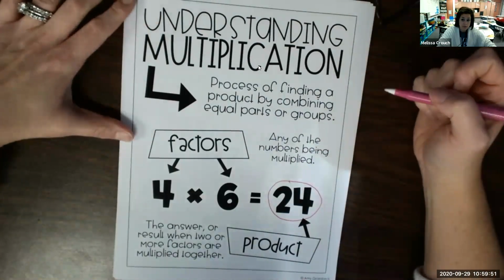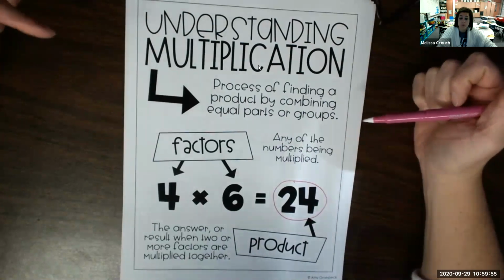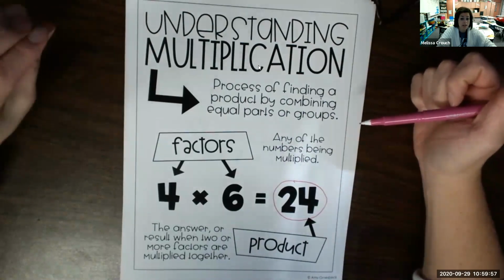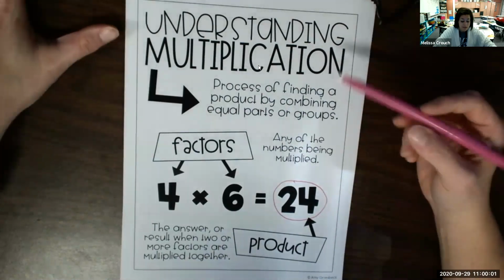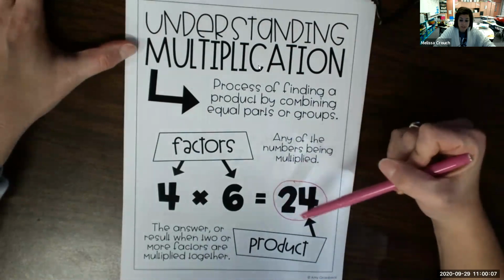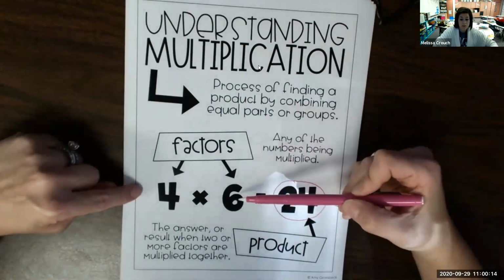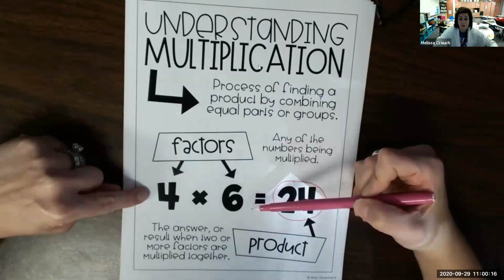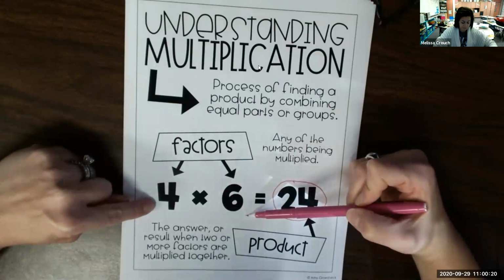So understanding multiplication. Multiplication is about joining equal groups, okay? Joining, combining, it's all about equal groups. So the answer to a multiplication problem is called a product. So when you are finding a product, you are finding the answer to a multiplication problem. The two numbers that you are multiplying together are called factors, okay? So those are your factors.